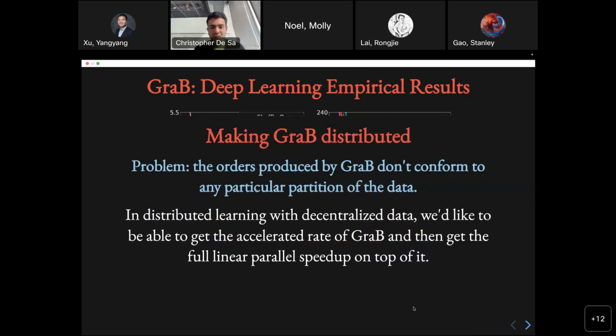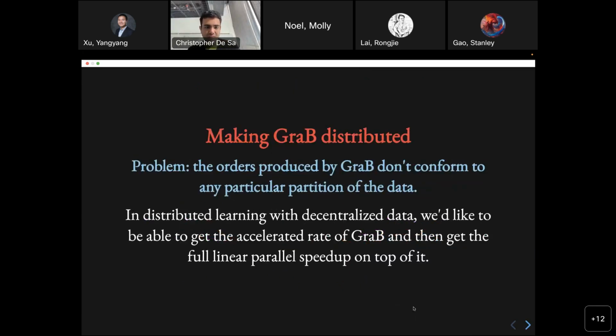So one final thing that's ongoing work, which is in submission, is how to potentially make GraB more well distributed. Remember at the start of the talk, I talked about how one motivation for this line of work was being able to choose example orders, or analyze example orders, that are more amenable to computation on workers, depending on where the examples happen to be physically located. And this is a problem for GraB because when we run gradient balancing, it can choose an example order that's arbitrary. It can be any order. It doesn't necessarily conform to any particular location or partition of the data set.